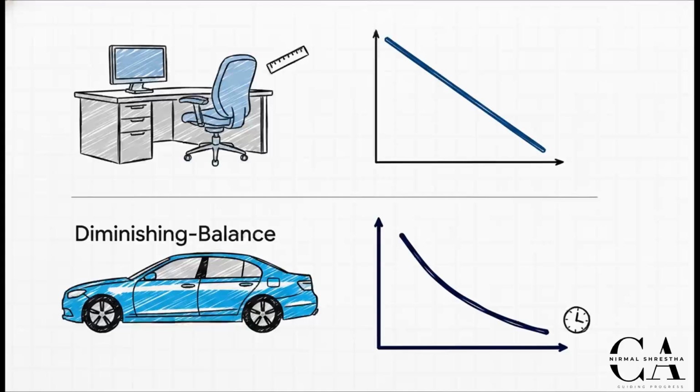So how do we actually calculate that drop in value? Well, we've got two main characters in this story, straight line and diminishing balance. Straight line is super simple. The value just drops evenly every single year. Think of basic office furniture. But diminishing balance applies a much heavier charge in the early years. Businesses have to choose a method based on how the asset actually behaves in the real world. Does it wear out evenly, or does it drop in value incredibly fast, kind of like a brand new company car, losing 20% of its value the absolute second it drives off the lot?